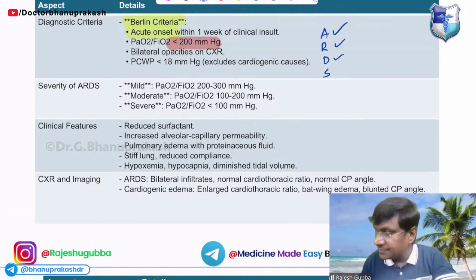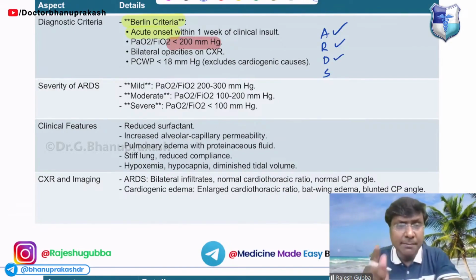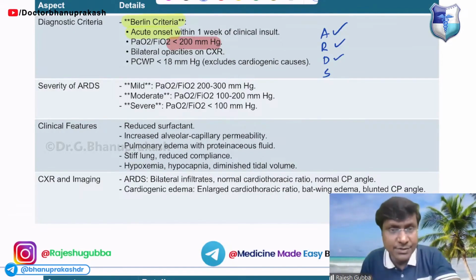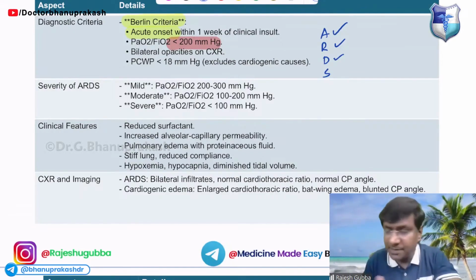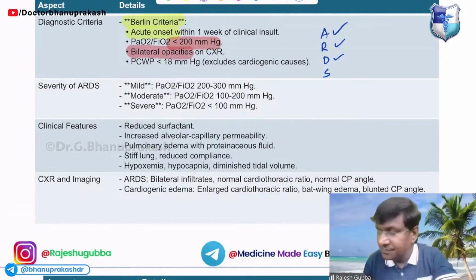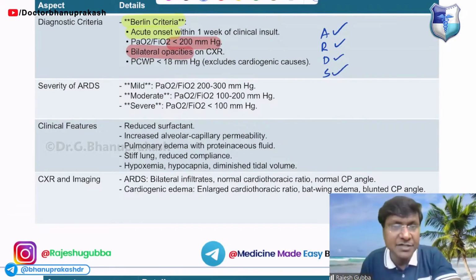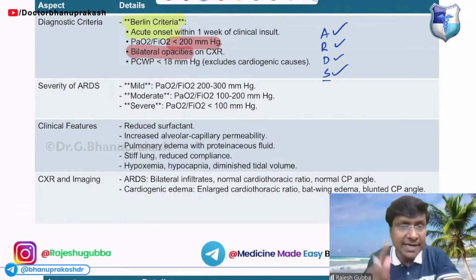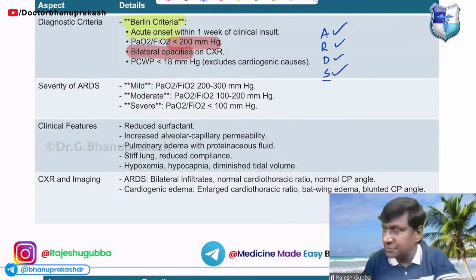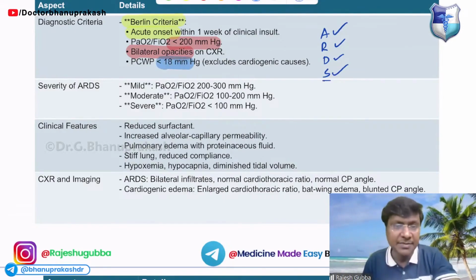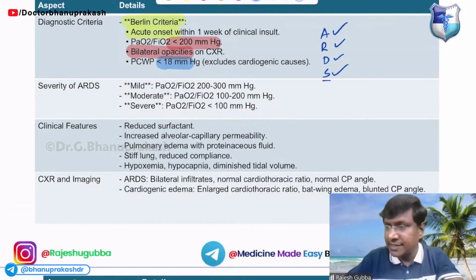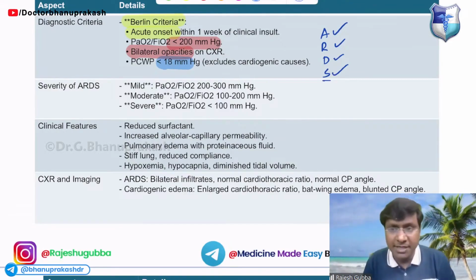Then you take D. D stands for diffuse bilateral pulmonary parenchymal disease, right? Diffuse bilateral pulmonary parenchymal disease on the chest X-ray. The S stands for Swan-Ganz catheter, which shows normal pulmonary capillary wedge pressure, and the pulmonary capillary wedge pressure will be less than 18 millimeters of mercury. So that is your diagnostic criteria. That is nothing but your Berlin criteria, right?